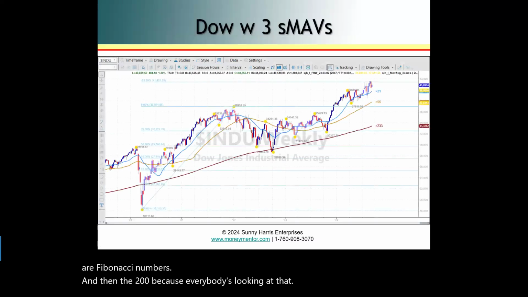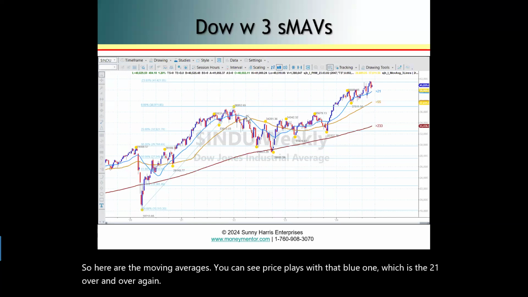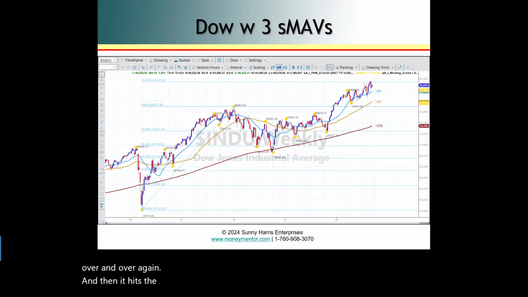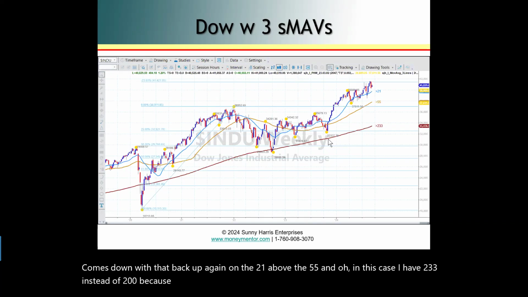So here are the moving averages. You can see price plays with that blue one, which is the 21, over and over again. And then it hits the 55, which is the gold line, comes down with that, back up again on the 21, above the 55. And in this case, I have 233 instead of 200 because that's also a Fibonacci number.